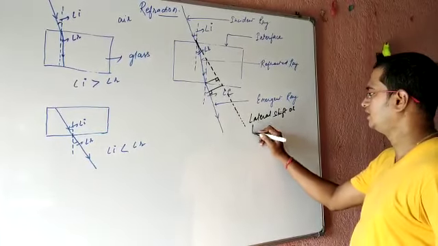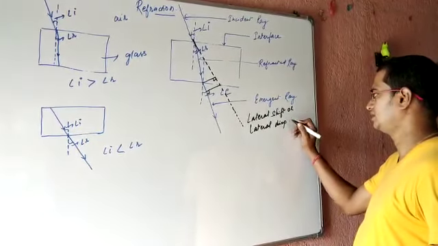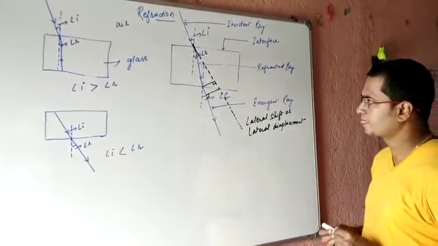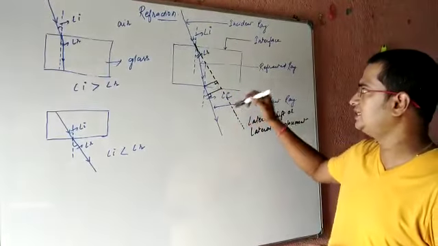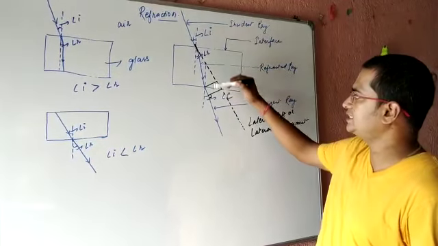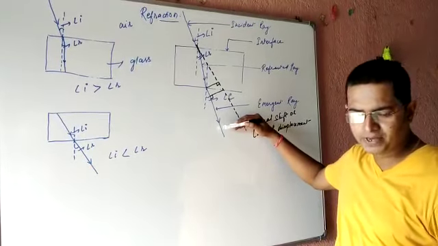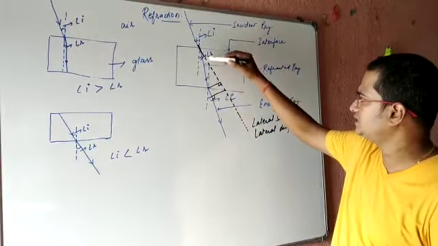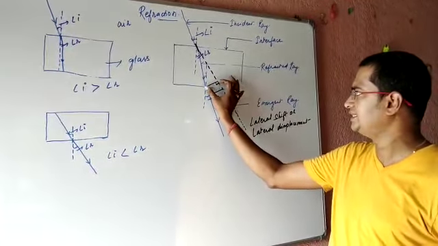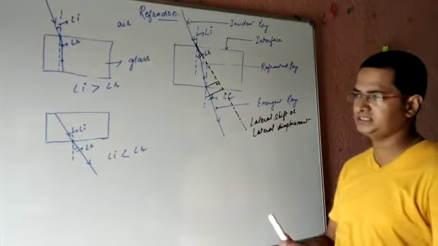It is known as lateral shift or lateral displacement. So if you see the diagram, because of the phenomena of refraction, the incident ray passes this way, and if the ray would have not passed refraction, the ray would have passed in this way. So the shifting in the path is known as perpendicular shift, and this perpendicular shift is known as lateral shift or lateral displacement.